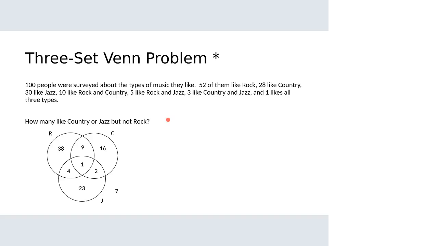See how we did on this one? Not unanimous, but really close. Okay, that's very good. All right, so let's take a look at what we have here. What we're after is how many like country or jazz, but not rock. I'm going to take a little detour from answering this question for a minute. This is country union jazz, intersection, not rock.